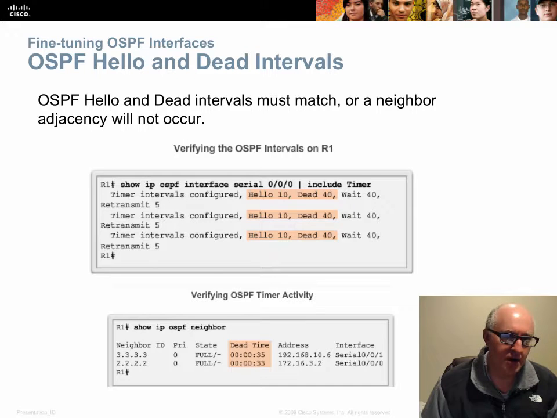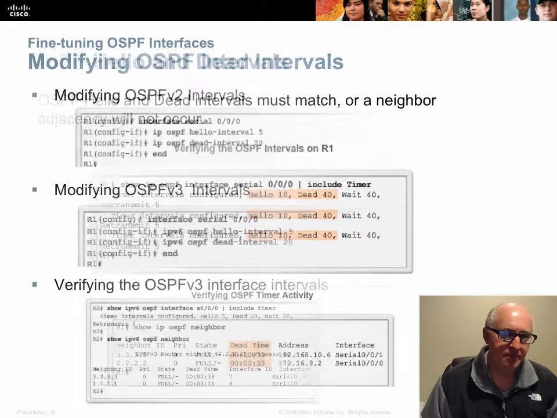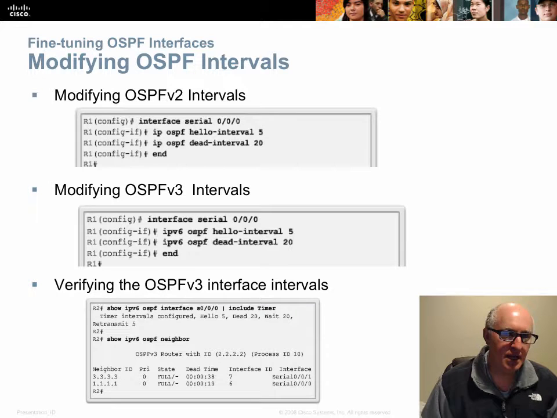So it's very important that the neighbor expectations on how often we say hello and how many hellos I can miss before I'm determined as unreliable match. Those are very important counters. It's always recommended to not mess with them. These are the defaults shown here. Just leave them the default intervals. Here's how you modify them if you want to mess around. If you wanted to, you can certainly do that.